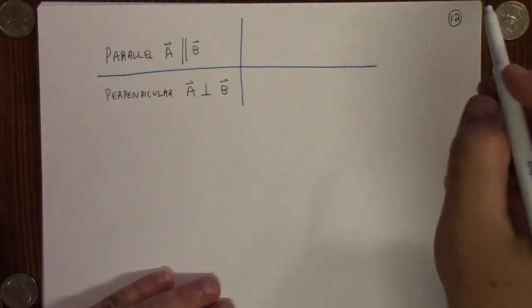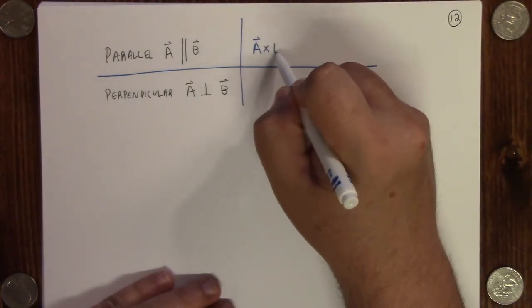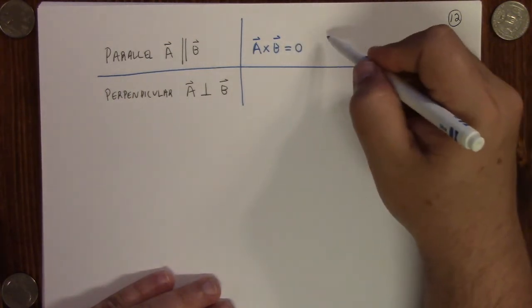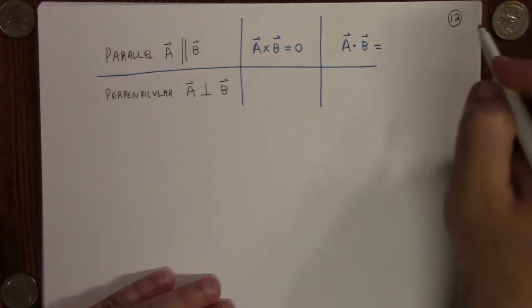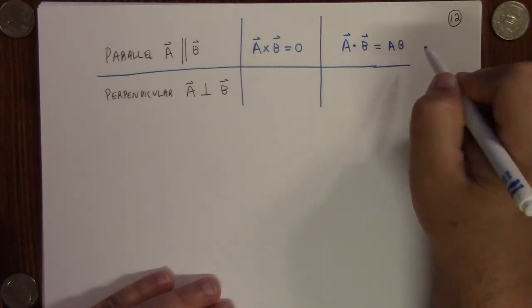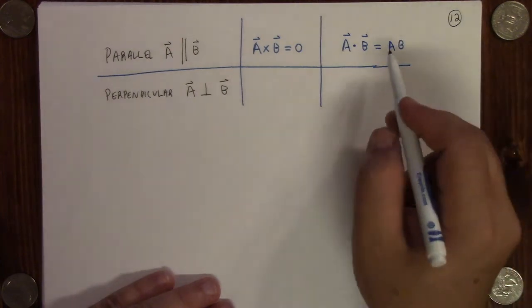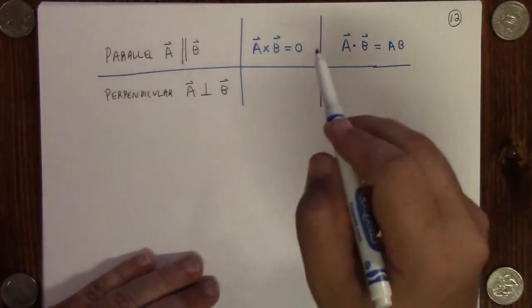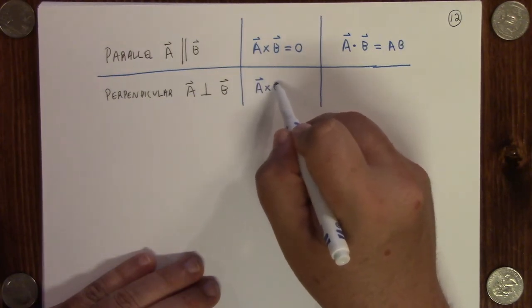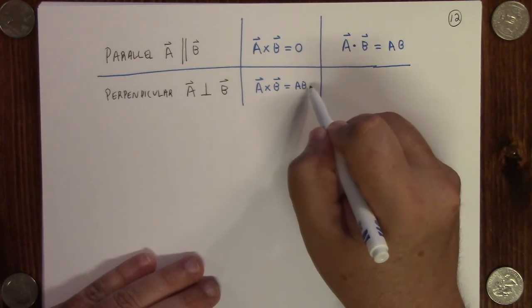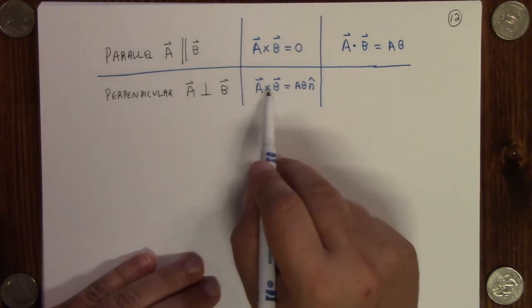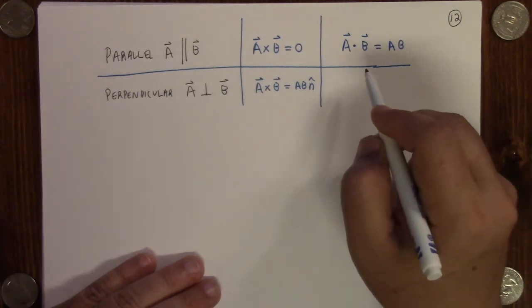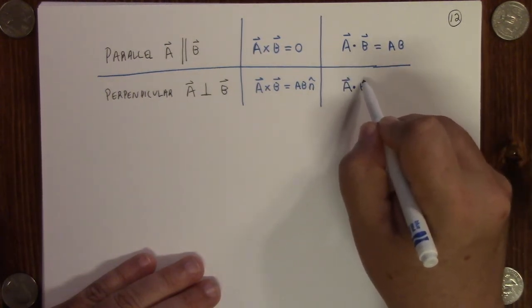So let's compare and contrast these. Here A cross B equals 0, and A dot B is equal to AB, because if they're parallel, the angle between them is 0, so cosine of theta is just 1. Now, if they're perpendicular, A cross B is equal to AB times a unit vector, because the angle between them is 90 degrees, so sine of 90 is 1. So it's as big in magnitude as it can possibly be. But on the other hand, A dot B is equal to 0.